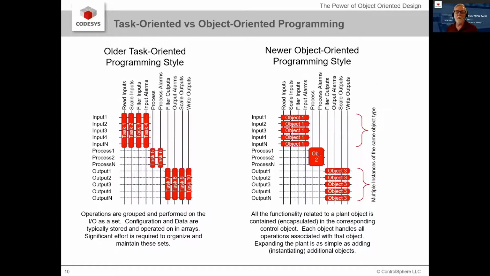Later on, that flat programming technique gave way to a task-based approach, which was made up of a number of programs that each perform a certain slice of the operation. So there would be a program to read the inputs, another program to scale the inputs, another program to filter the inputs, another program to do any alarming, another program to do some control, another program to do this and that. So a central characteristic of the task-based approach is a number of lists and processes that must be maintained.